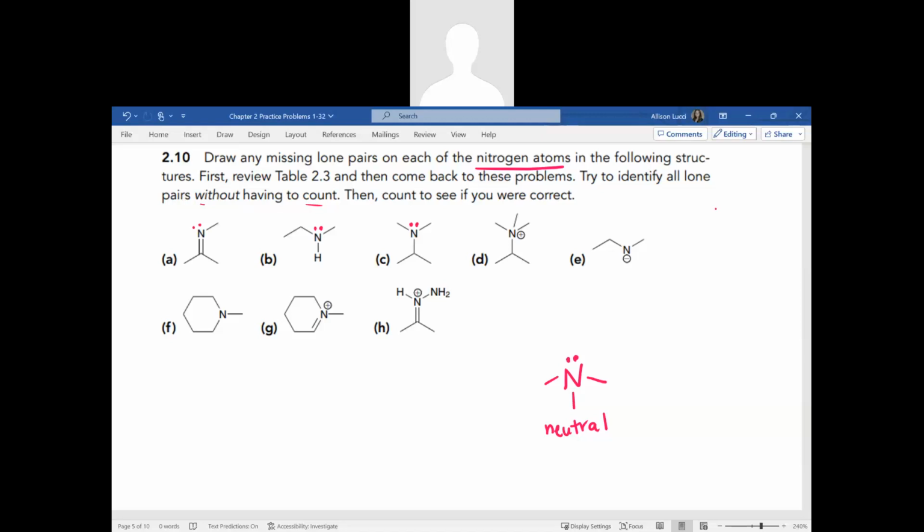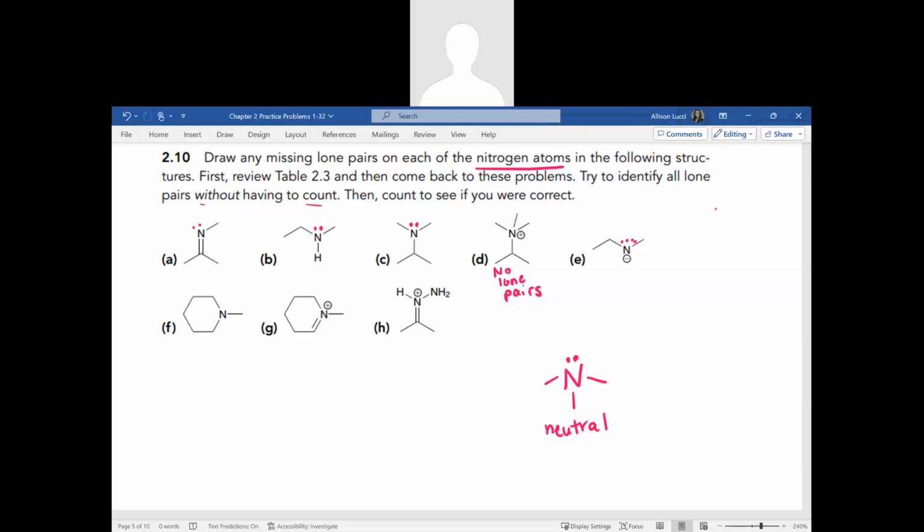Now, when we get to compound D, notice that there are 4 bonds and a positive formal charge on the nitrogen. So that means that the octet for nitrogen has been filled by all these bonds, and we would have no lone pairs on this one here. Now, compound E is the opposite. We have a -1 formal charge on our nitrogen, and we see 2 bonding pairs. So this would indicate that we would need 2 lone pairs on our nitrogen.